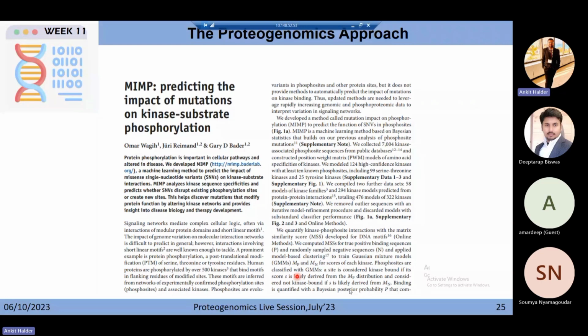So you can go to this paper in Nature Biotechnology and find all the details. Also, you can try to find out from the web version how you can look for it. So we will be looking at another tool.